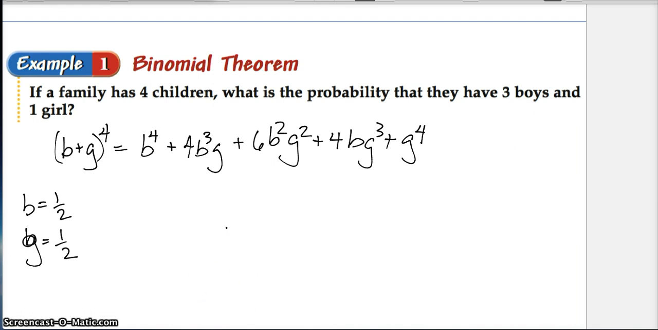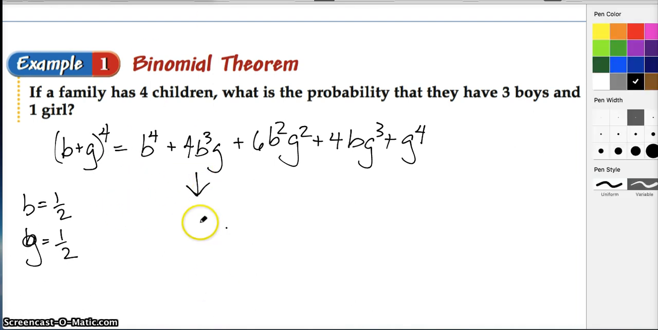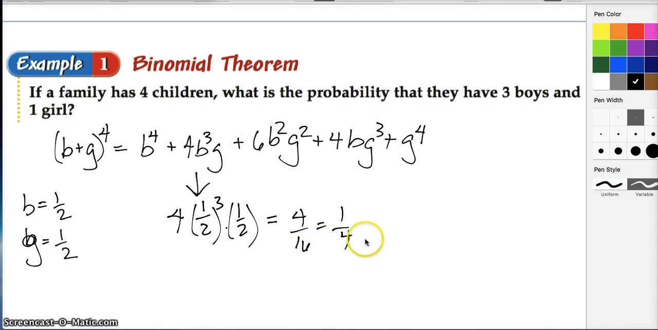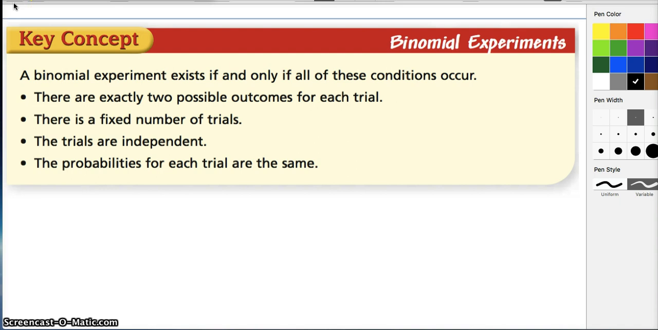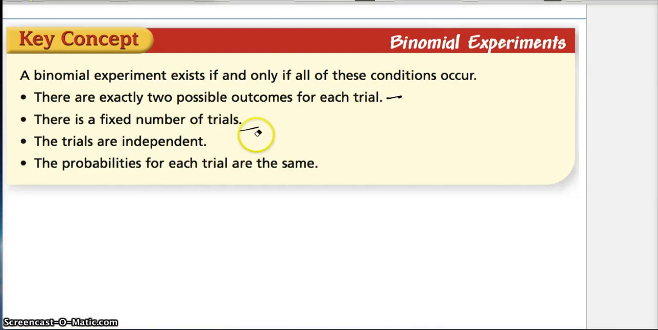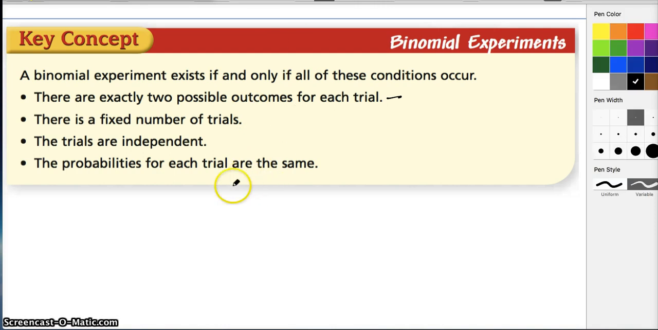With that notion, we also need to consider the probability. It's going to be 4 times 1/2 to the 3rd power times 1/2. When we calculate that, we end up with 4/16 or 1/4 chance of that occurring, 25%. So some key concepts to keep in mind. A binomial experiment exists if and only if these conditions occur. There must be exactly 2 possible outcomes, no more, no less. There is a fixed number of trials. So we're talking about 4 children, 5 children, 7 questions on a test, or whatever.